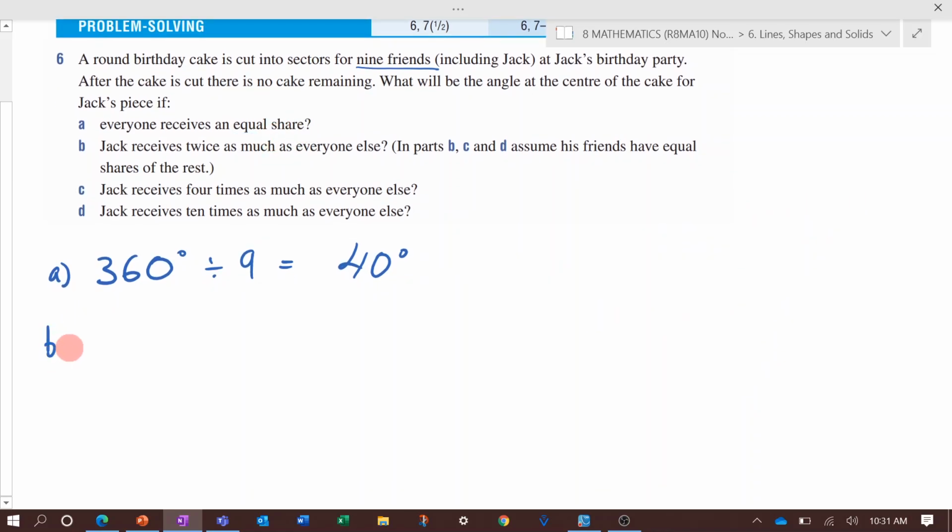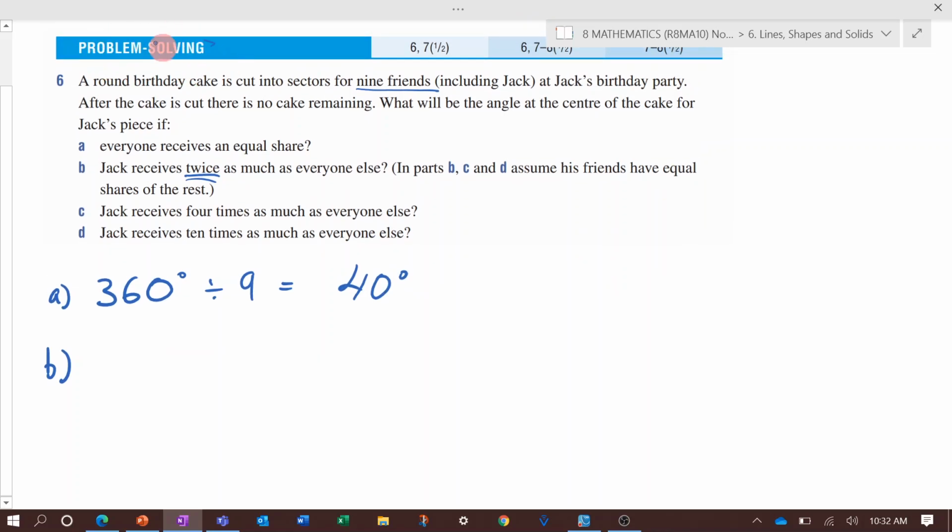Then we come to part B, and it says, Jack receives twice as much as everyone else. In parts B, C, and D, assume his friends have equal shares of the rest. So this is a really important thing here in brackets. And without it, you actually can't figure out B, C, or D. So we need to assume this. So Jack receives twice as much as everyone else. So pause the video, and I encourage you just to do a bit of problem solving. See if you can think about the right way to approach this.